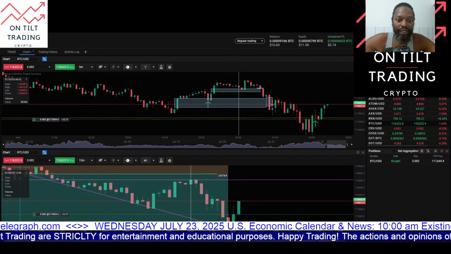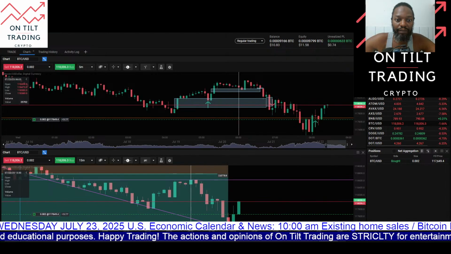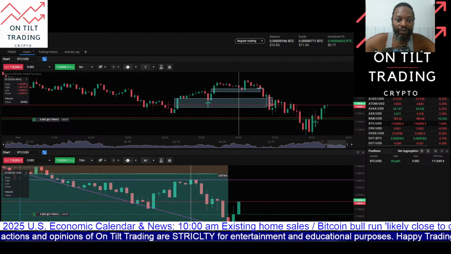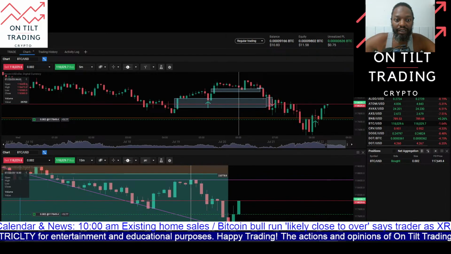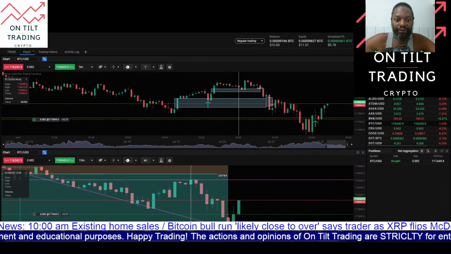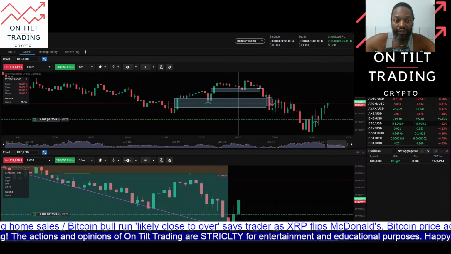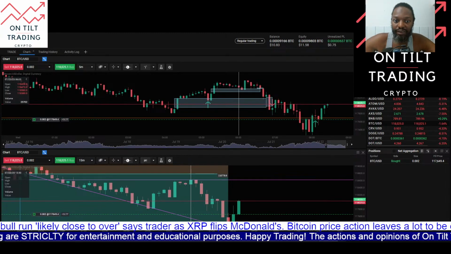Identifying the fair value gap, which is right here, where you see this light blue box, and then a market structure shift where this level is. So these are the 3 things that I want to see: the fair value gap formation, the fair value gap, and then a market structure shift. These are the 3 things I want to see to take a position.